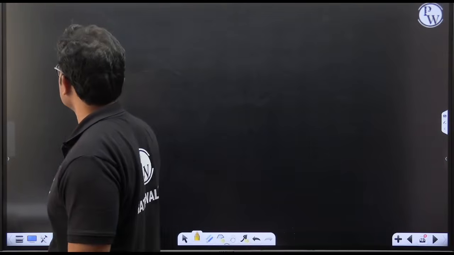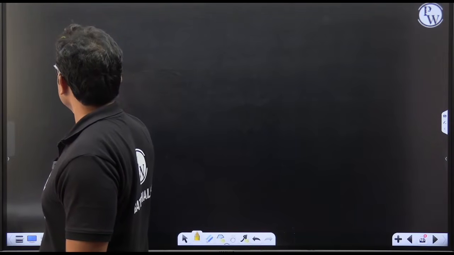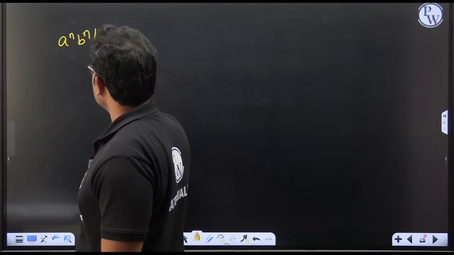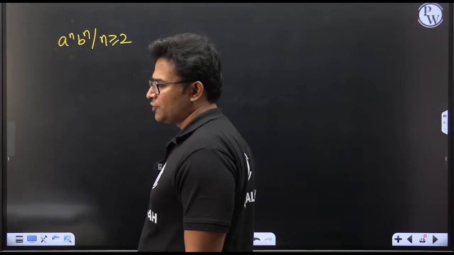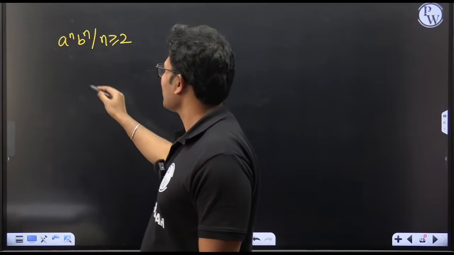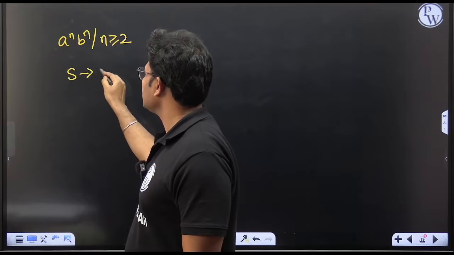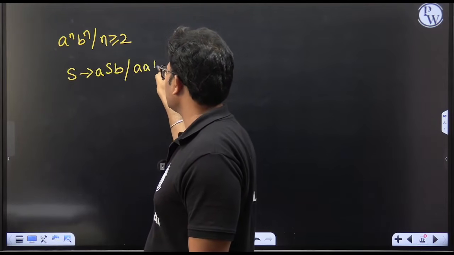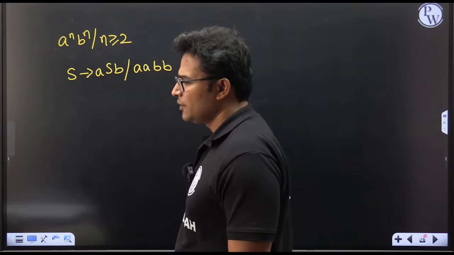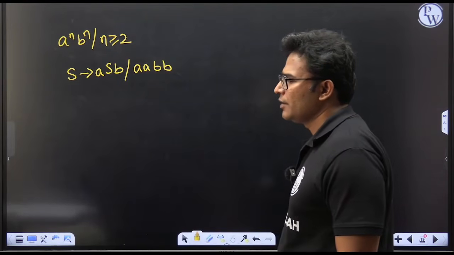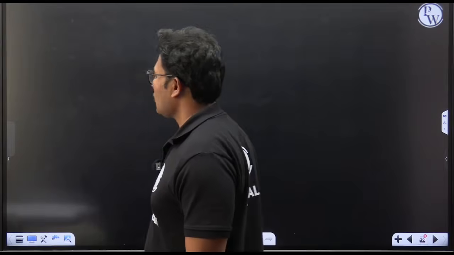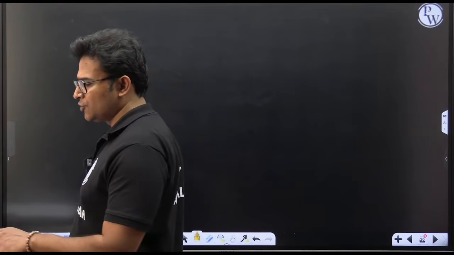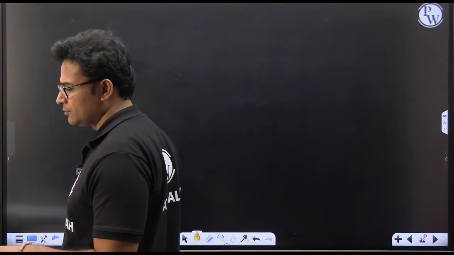If I ask you this, a power n, b power n such that n is greater than or equal to 2, how are you going to generate it? You are going to generate it as S derives aSb. And what is the minimal string here? The minimal string here is aabb.